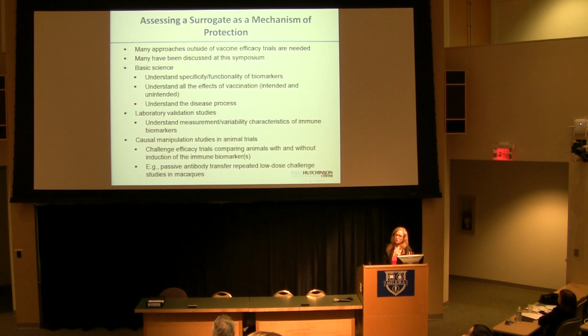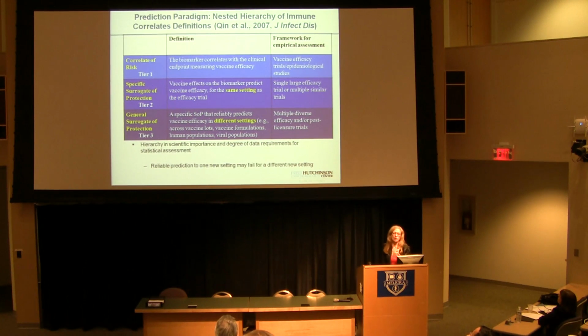But then, let's go to people, where we really care whether it's going to work. So I'm going to talk about this hierarchy of immune correlates that was produced by some of the people out at the Hutch. It's been published in a lot of different papers now.